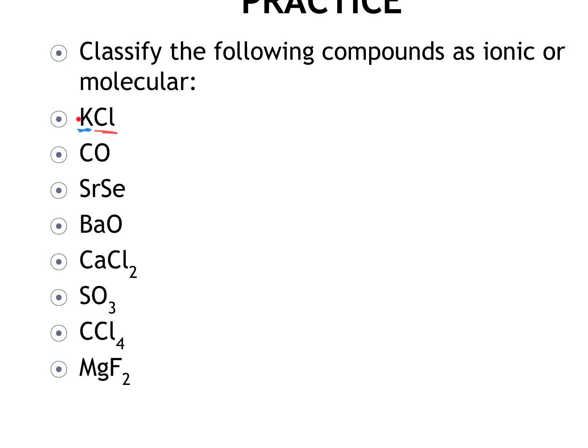Okay, so the first one's potassium. So look at potassium. Is it a metal or a nonmetal? That's a metal. Okay, and then you look up the chlorine. What's chlorine going to be? Okay, so metal plus nonmetal is going to be ionic.